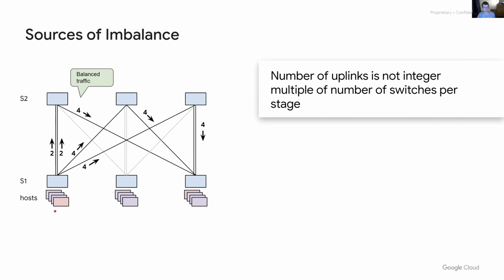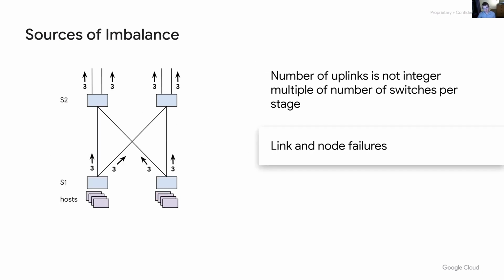Right? If you have 2 uplinks, you can send 2 gigs of traffic each on those uplinks and send a little bit more on these individual links so that the traffic coming from the S2s towards this S1 on the right here is all going to be balanced.